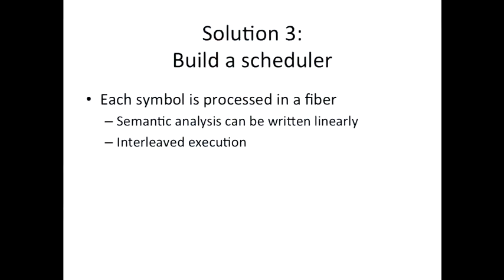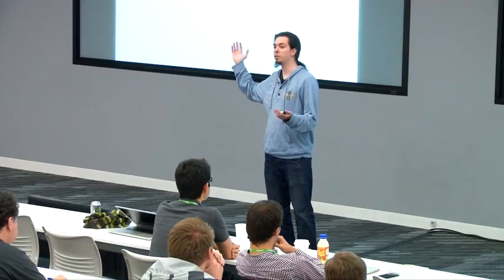So each symbol is processed in a fiber. So the semantic analysis can be written linearly. And then you say, I require that stuff. The scheduler can then stop the fibers that are not ready, interleave some other computation, and restart at the point where we were. That makes it very convenient to write semantic analysis. Because then you don't need to have many different functions that will analyze bits and bits and bits of a different node. You can just have your stuff, like to analyze my node, I need to do that, and that. Boom, done. And the scheduler will interleave the processing as appropriate.